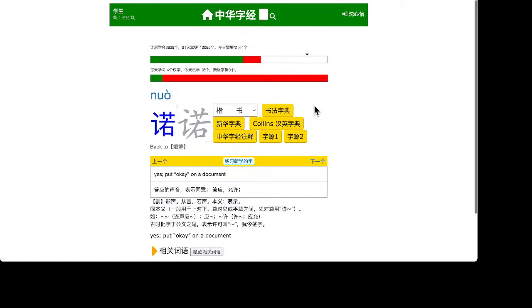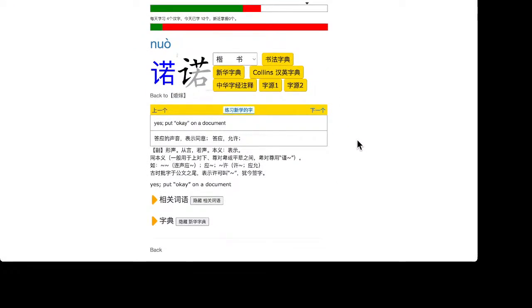So next one, 诺. 诺 means yes, or put an okay. In old days, on an official document, the superior would write down this character 诺 at the bottom of the document to mean that yes, I'm okay with it. It's equivalent to nowadays the signature of the head of the organization, for example, the president of the country or of the company, signing off important documents. So basically it means yes. And 应诺 means acknowledge. 许诺 means making a vow.